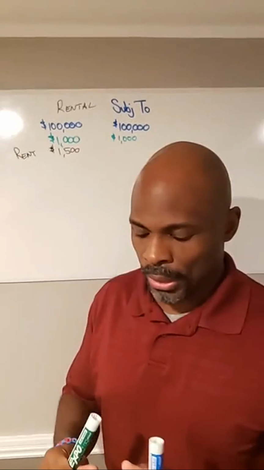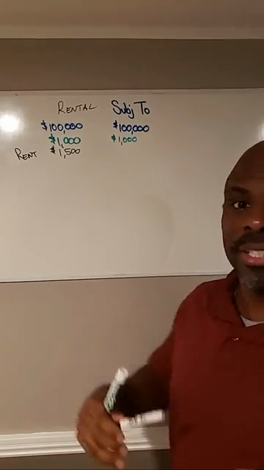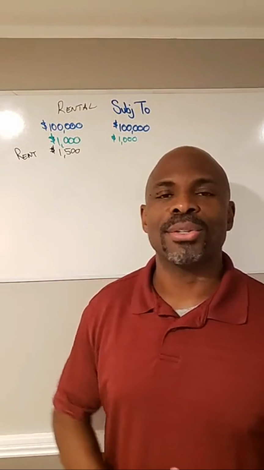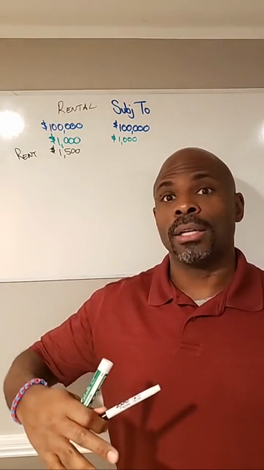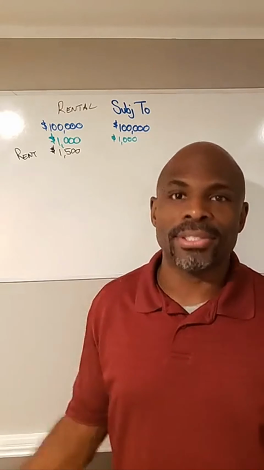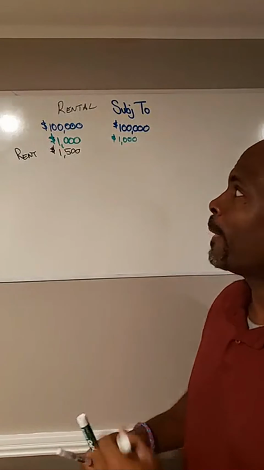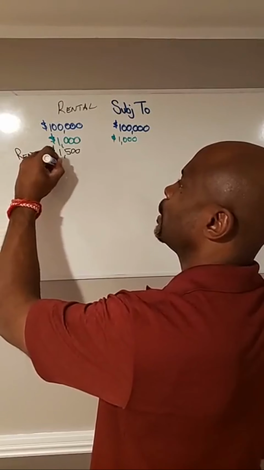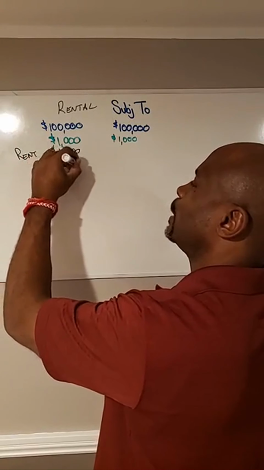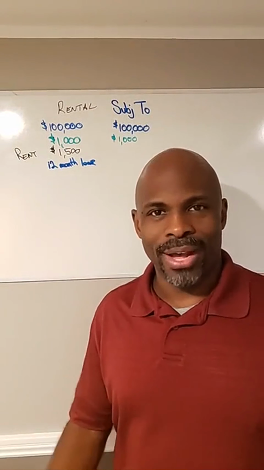Okay? So we're going to go through this rental scenario first, and then we're going to go to the subject to scenario. So subject to, land contract, contract for deed, master lease option. All those things are what subject to means. All right? So you're renting at $1,500 a month. You get a 12-month lease. After the 12 months, they move out.